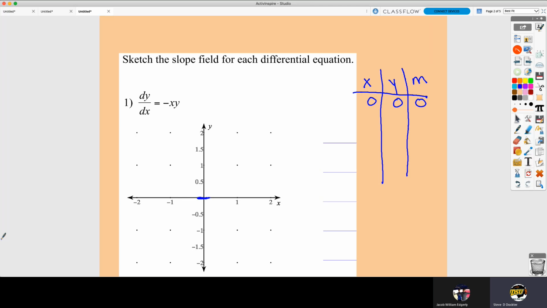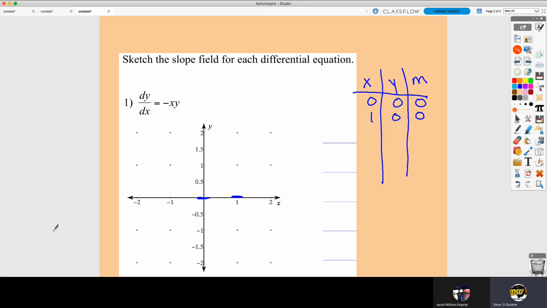All right, and in fact, that slope of 0 is going to be quite common in this graph, isn't it? Because if we go to the point 1, 0, we throw in 1 and 0 into our equation here, we end up with a 0 also, don't we? 1 times 0 is 0. So this would also be a slope of 0.